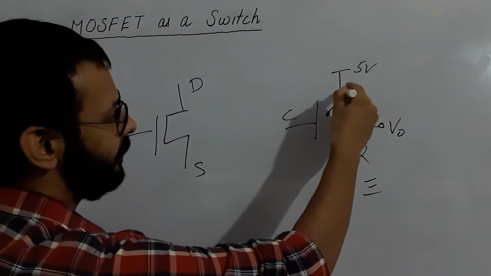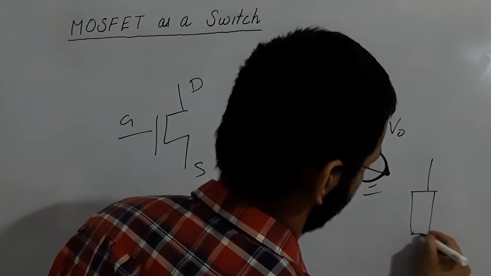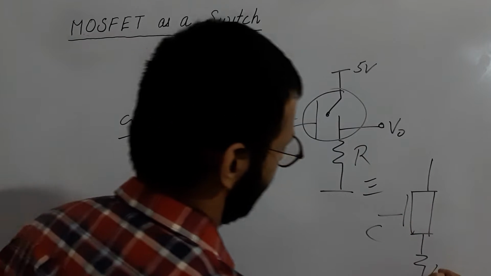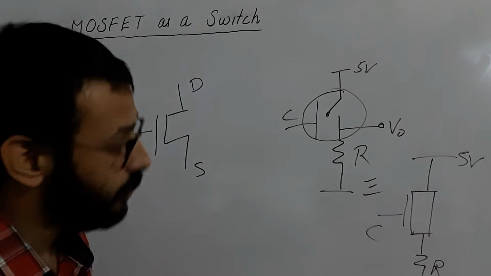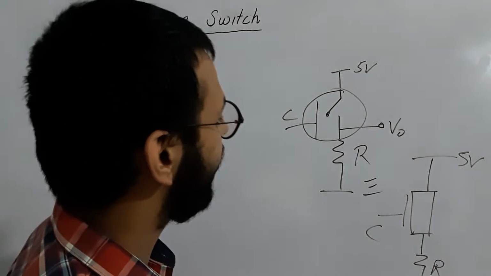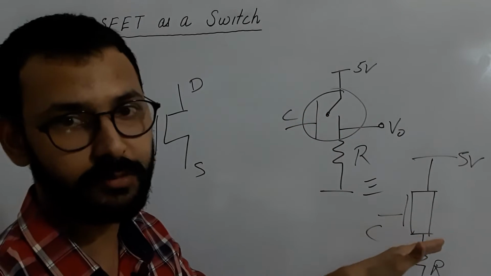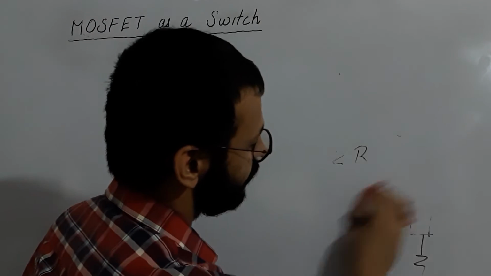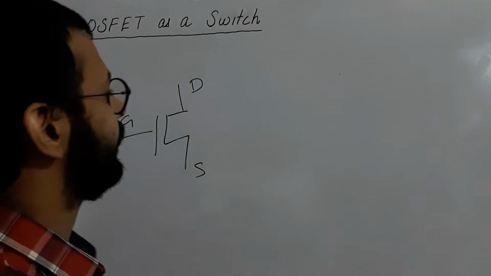If I replace this with a black box, now we have a simple black box, a control terminal and the R. This is the 5 volt. So this is also a switch, similar to a simple on-off switch. Now I replace the black box with a simple MOSFET.